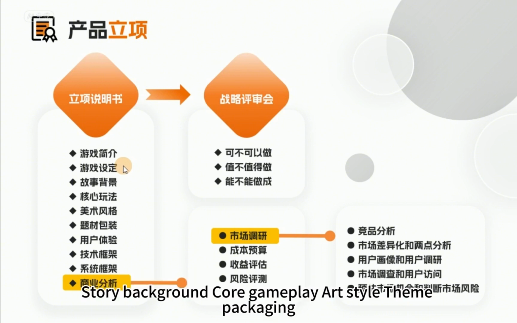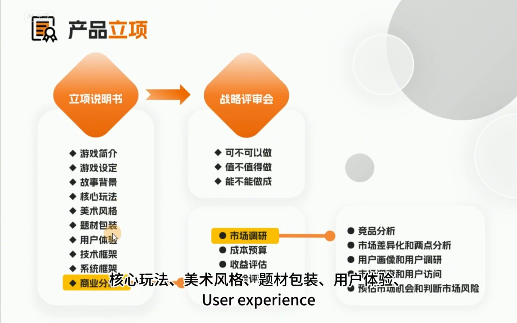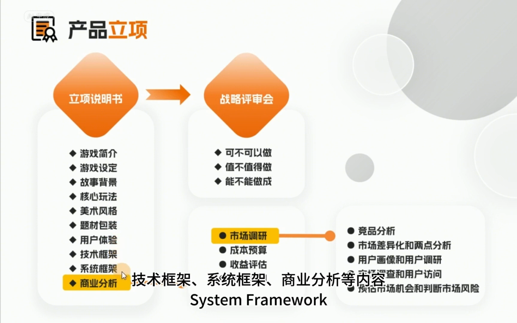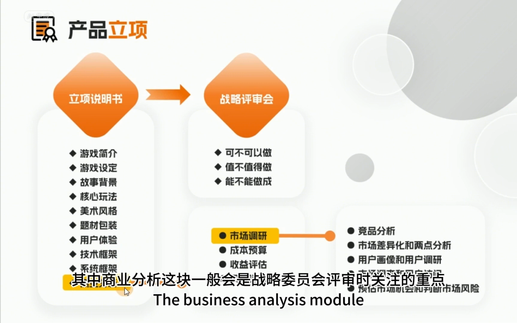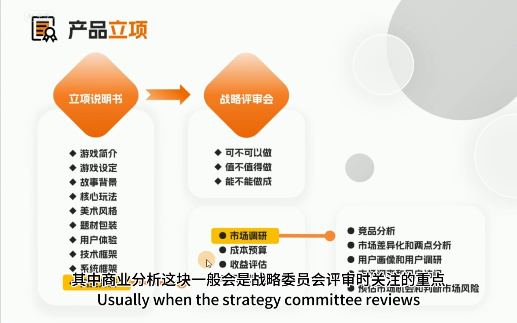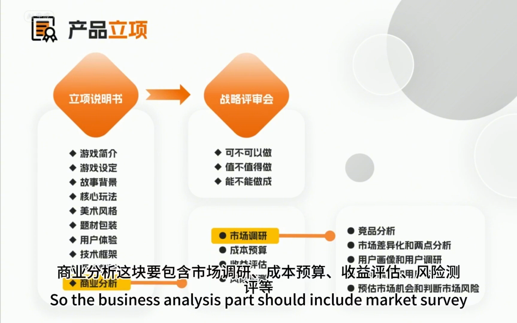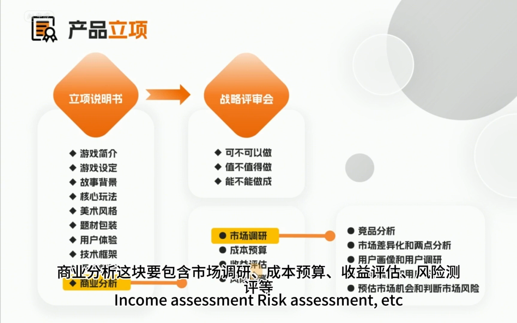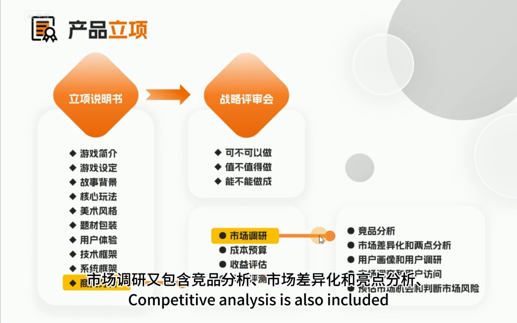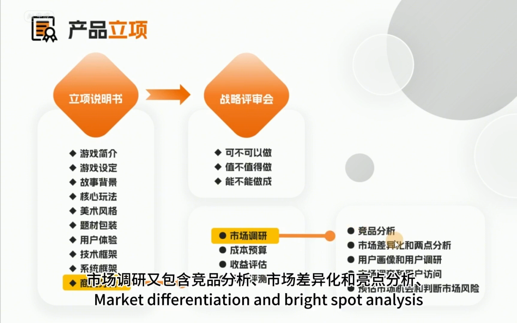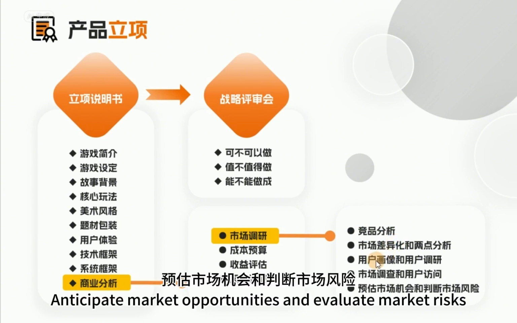Story background, core gameplay, art style, theme, packaging, user experience, technical framework, system framework, business analysis, etc. The business analysis module is usually the focus of attention when the strategy committee reviews, so the business analysis part should include market survey, cost budget, income assessment, risk assessment, etc. What about market surveys? Competitive analysis is also included, along with market differentiation and bright spot analysis, user portrait, anticipating market opportunities and evaluating market risks.